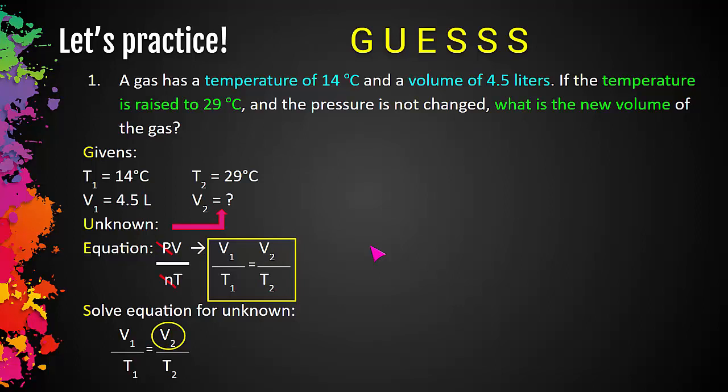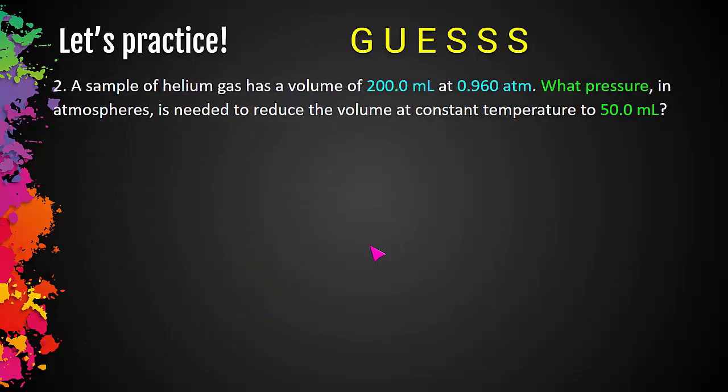That is Charles's law. I'm not going to quiz you on the names, but we need to know the formula. Okay, number 2. Let's read it together. A sample of helium gas has a volume of 200 milliliters at 0.960 atmospheres. That's the pressure, remember. What pressure in atmospheres is needed to reduce the volume at constant temperature to 50 milliliters? All right, so ask yourself, of those 4 variables, what's changing?